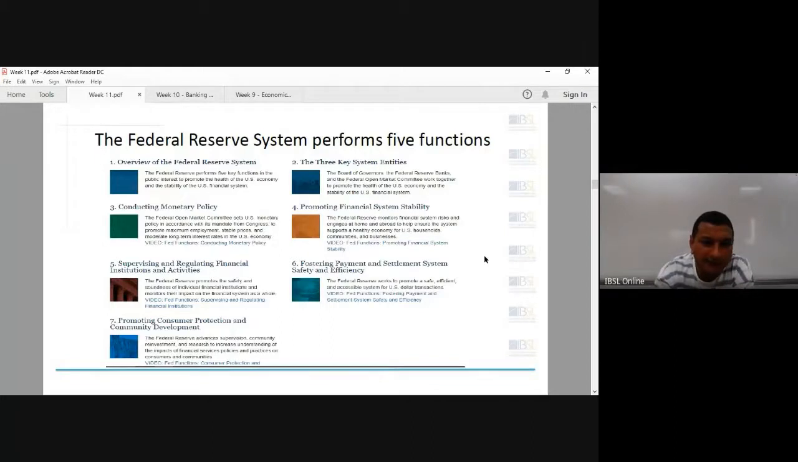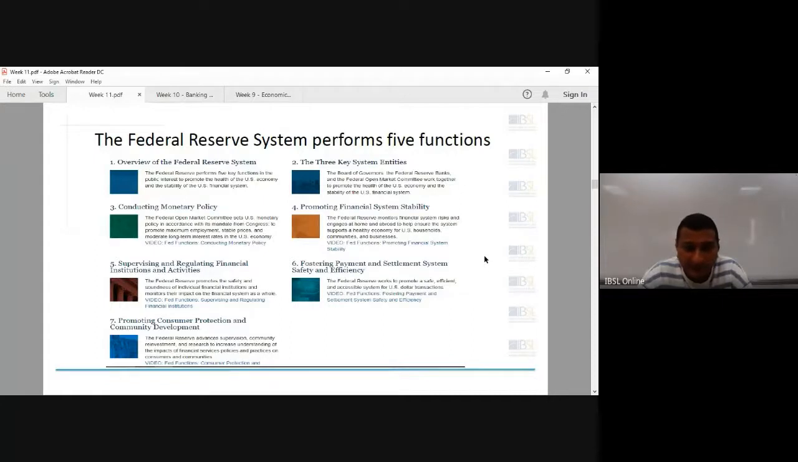So they look at the individual financial institutions, okay, and also they look at its impact on the financial system as a whole. So it is microprudential versus macroprudential, which we discussed in one of our previous lectures. Individual institution specific versus system specific.